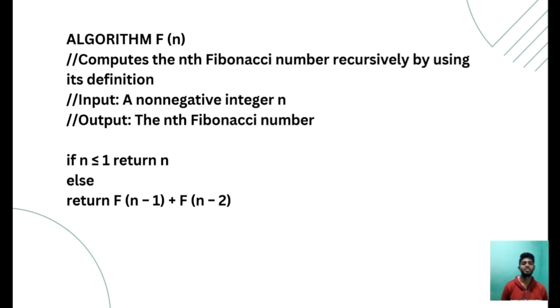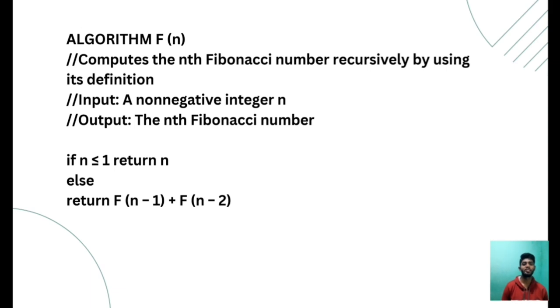If n is less than or equal to 1, return n. Means if the value of n is 0 or 1, it will give the output as 0 and 1 itself. If you give 0, the output would be 0. If you give 1, the output would be 1 itself.